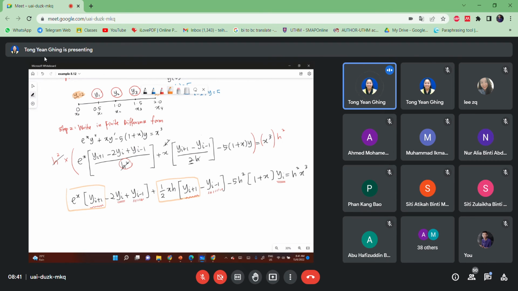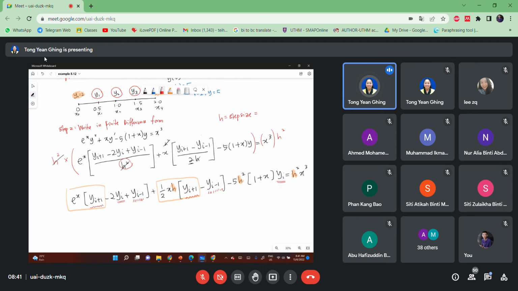So, sekejap. I think it's easier. I substitute the value of h first. H is given just now. Sorry, I substitute the h first, I think. Okay, this h just now, the step size. H is the step size.